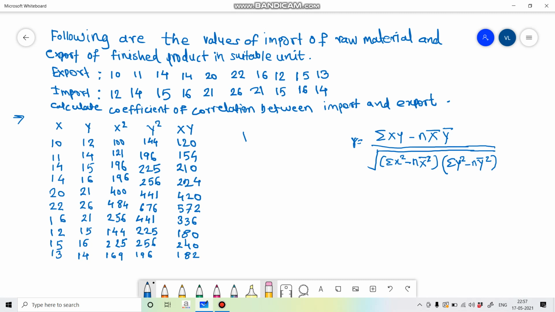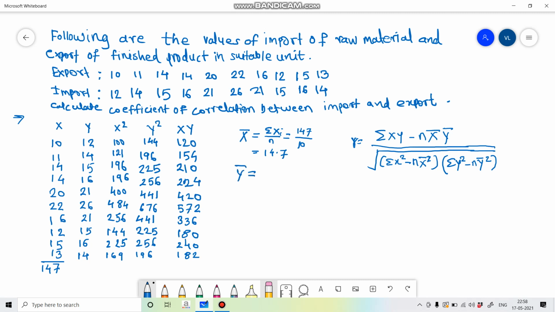Okay, I find here x bar. The formula of x bar is summation of xi divided by n. We can calculate the summation of xi by adding these, which is 147. So we write 147 divided by the number of observations. There are 10 observations: 1, 2, 3, 4, 5, 6, 7, 8, 9, 10. So we get x bar as 14.7.